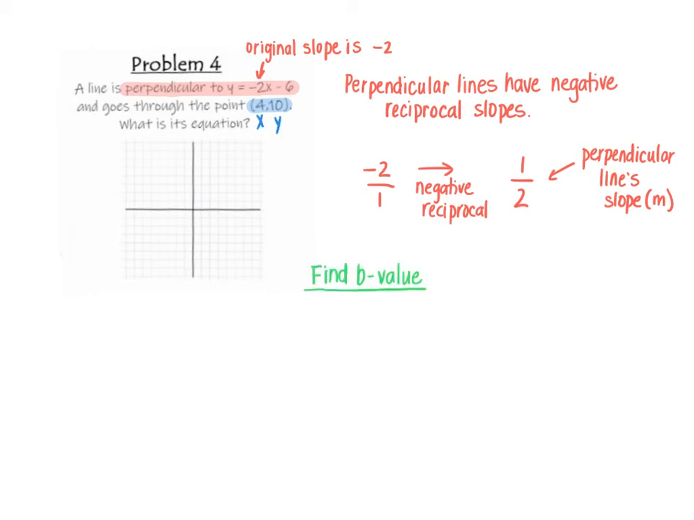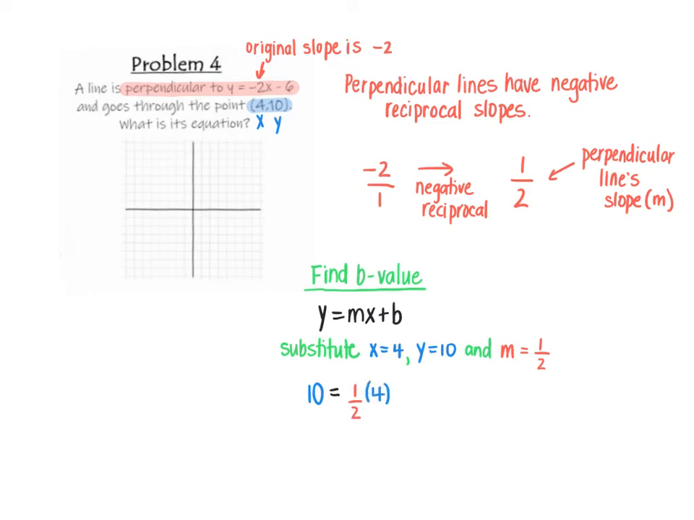We'll substitute the information that we know into y equals mx plus b. y will be 10, m will be 1 over 2, x will be 4, and we'll add b because that's what we are trying to find. As we simplify, we'll have 10 equals 2 plus b, or 10 minus 2 equals b, or 8 equals b.